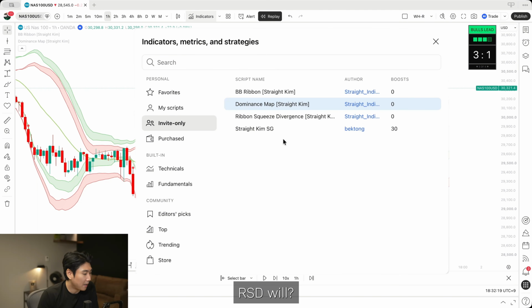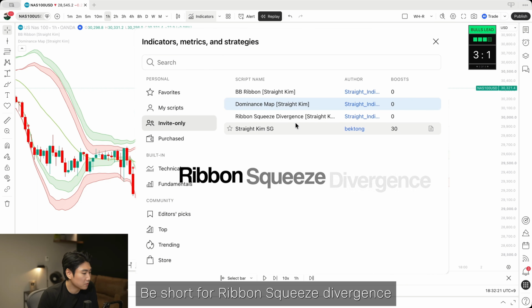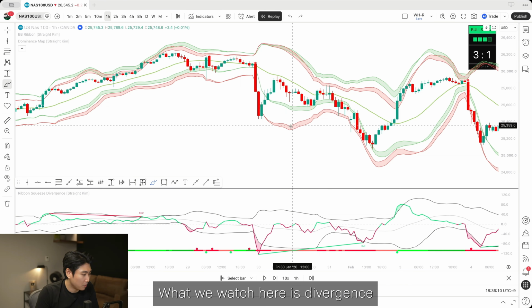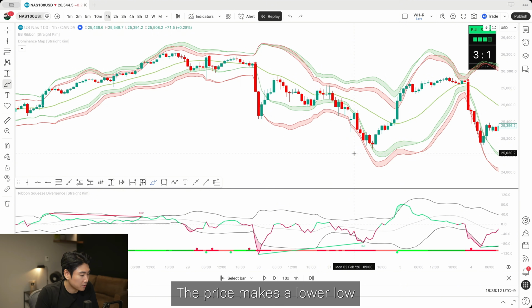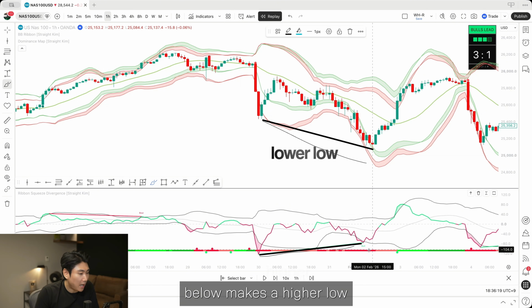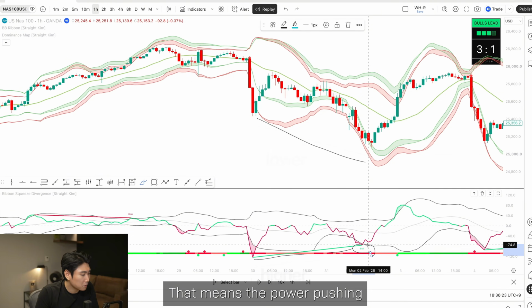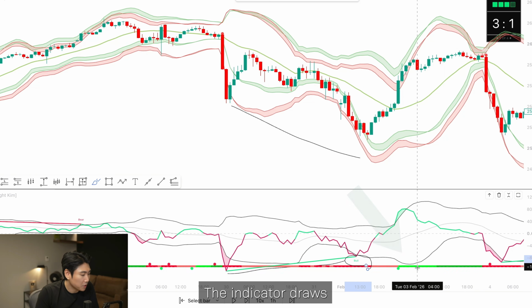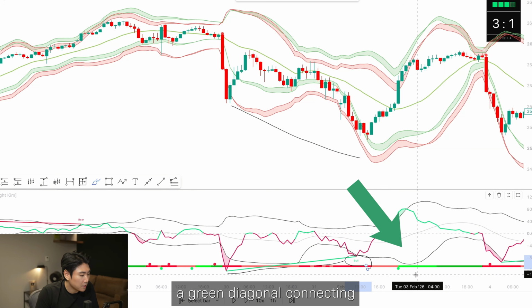Moving forward, RSD will stand for ribbon squeeze divergence. Let me add it. What we watch here is divergence. The price makes a lower low, but the flow line below makes a higher low. That means the power pushing the price down is running out. The indicator draws a green diagonal connecting those two lows. That is a buy divergence.